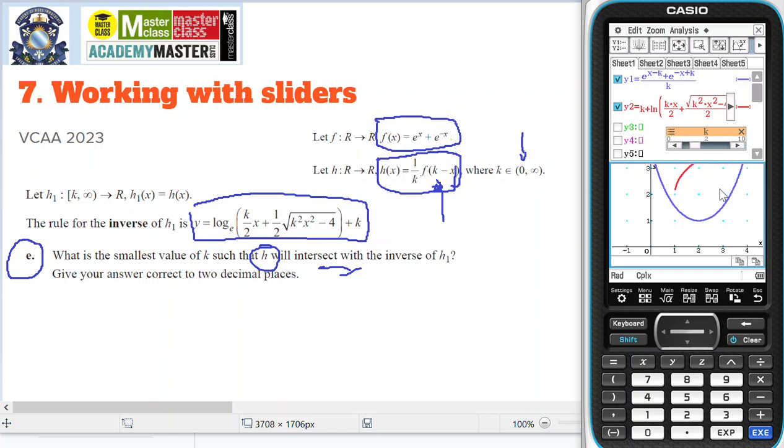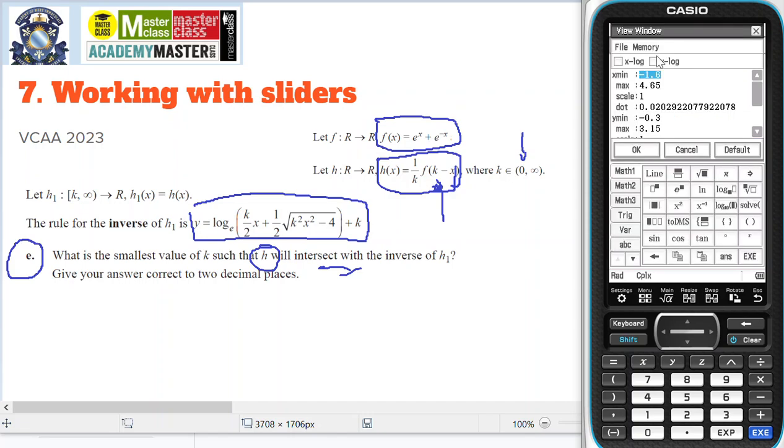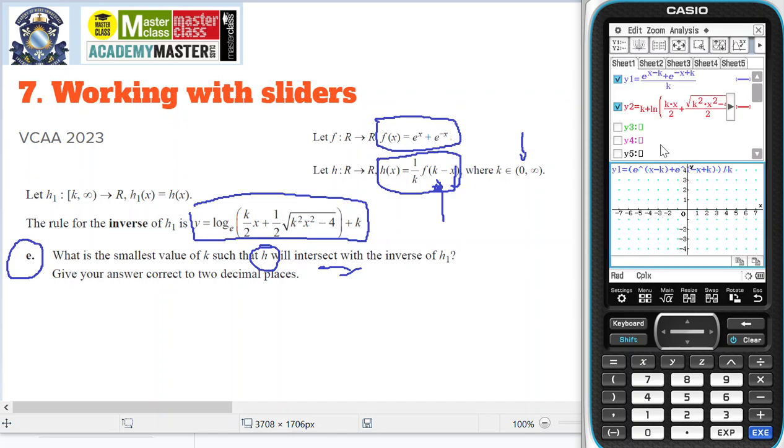When k is 2, there's no intersection. When k is 3, what's going on? So that's when k is 3, that's when k is 2, that's when k is 1. So it's somewhere between 1 and 2. Because when it's 2, I certainly have an intersection point, but when it's 1, we don't.